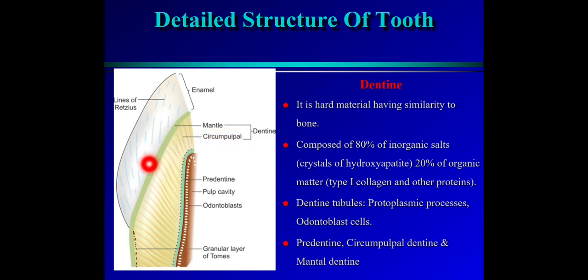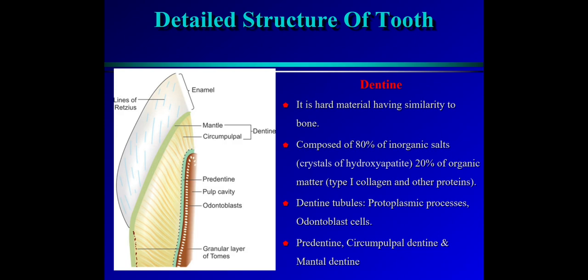Okay, this mantle dentine is less mineralized. Here there is no mineralization, that is the premature dentine, which is called the predentine. Here is the circumpulpal dentine, and here is the mantle dentine. So these are the three parts of the dentine. We have seen the dentine in detail.